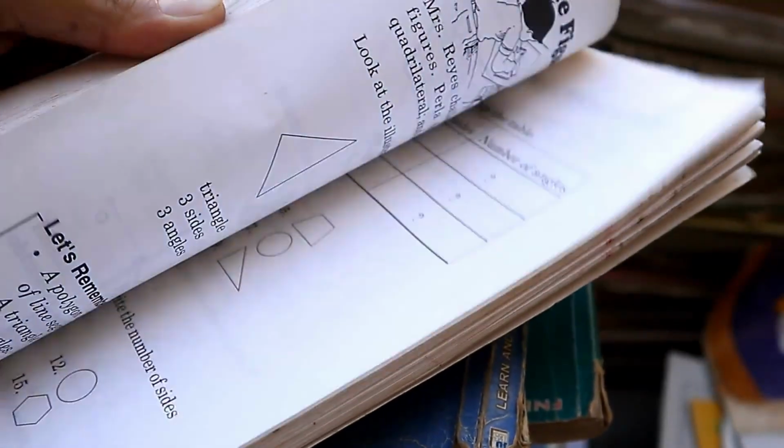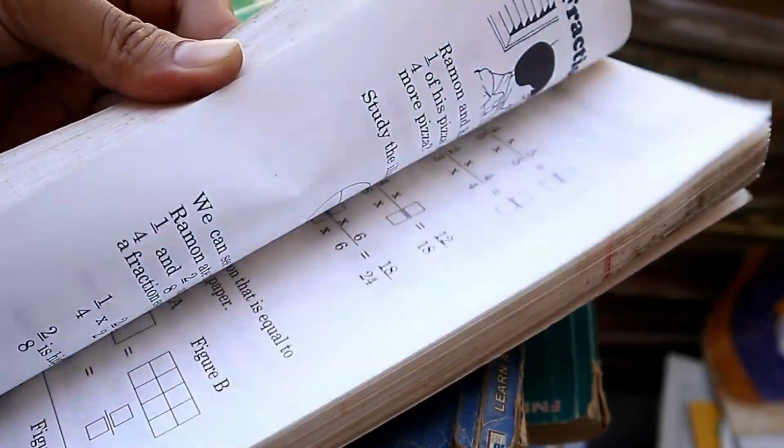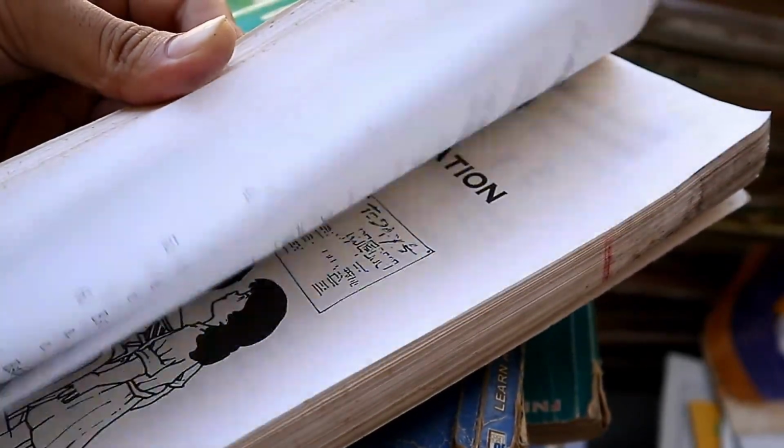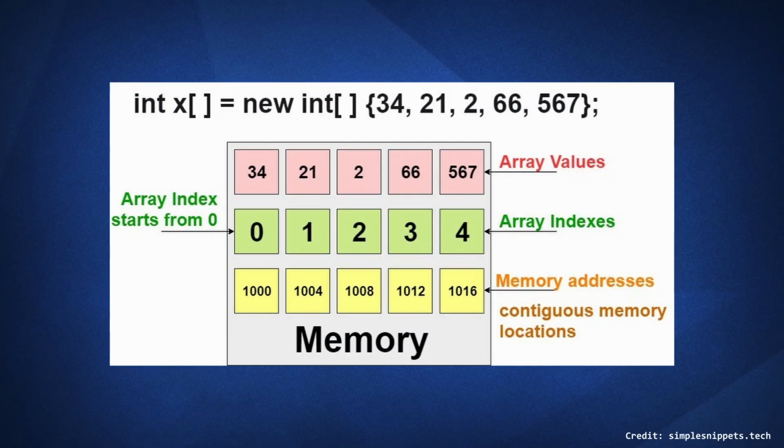Another theory is that it was a convention borrowed from none other than mathematics, where indices often begin with 0. Regardless of the reason, the convention has become widely used and is now a fundamental aspect of programming.